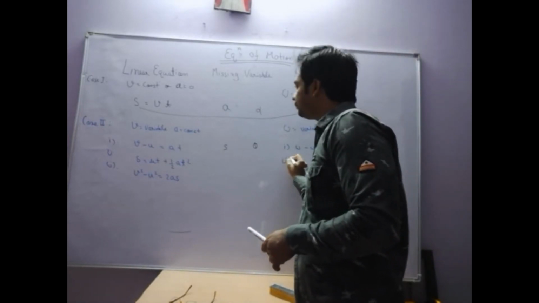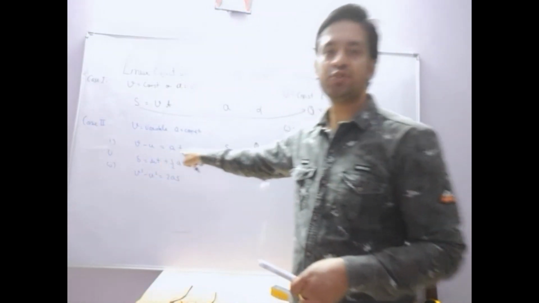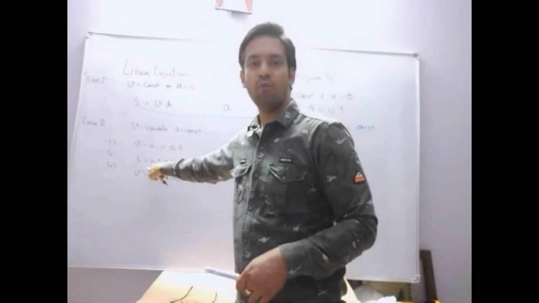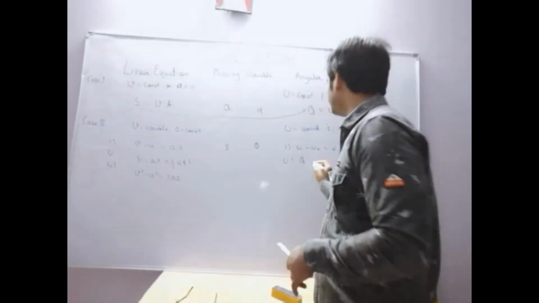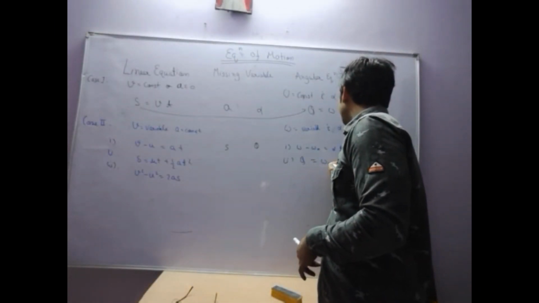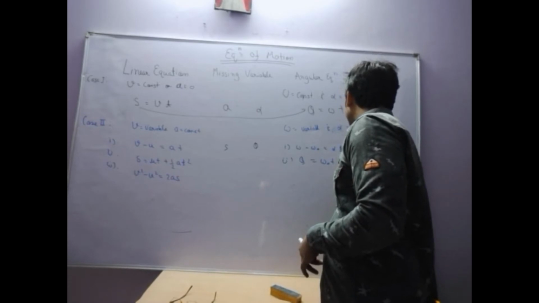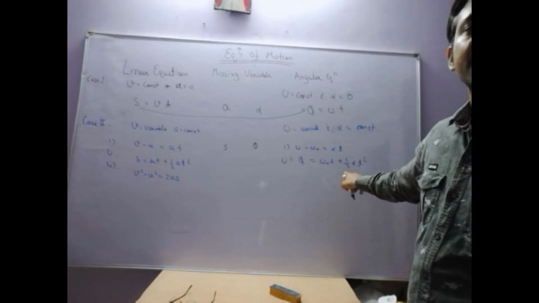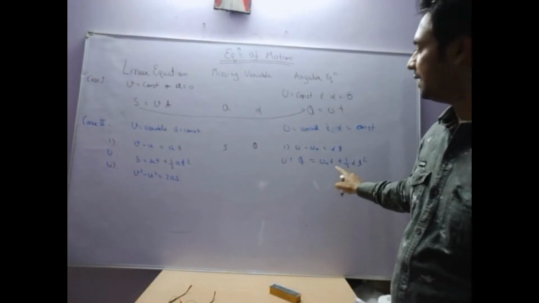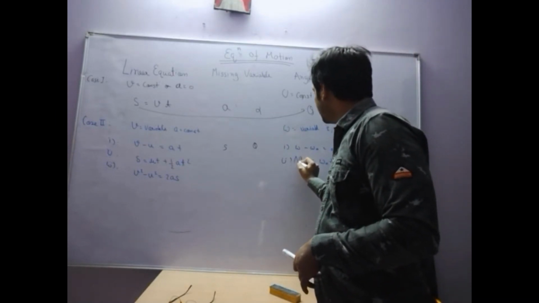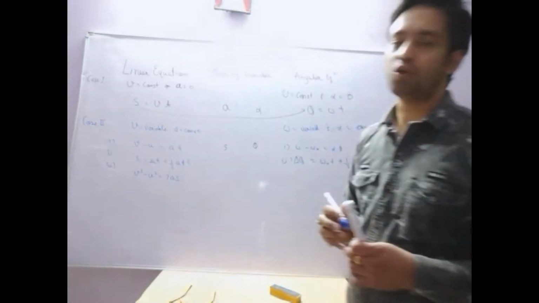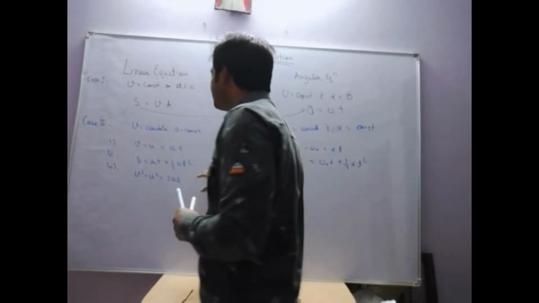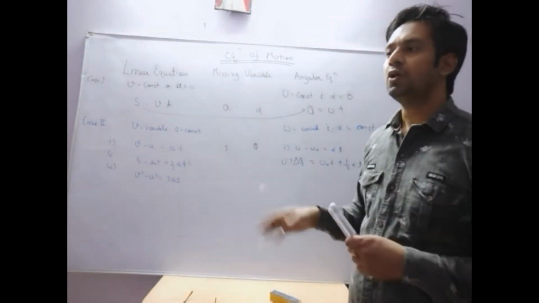Second equation: distance s is equal to ut plus half at square. Therefore, s can be replaced by theta, u by omega naught, and a by alpha. Therefore, theta is equal to omega naught t plus half alpha t square. Always put delta theta, since it is a displacement or angular displacement. In this, the missing variable is omega or v.